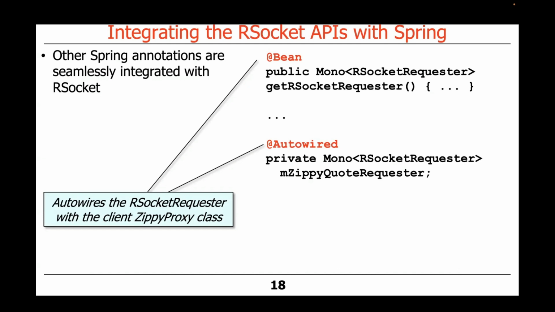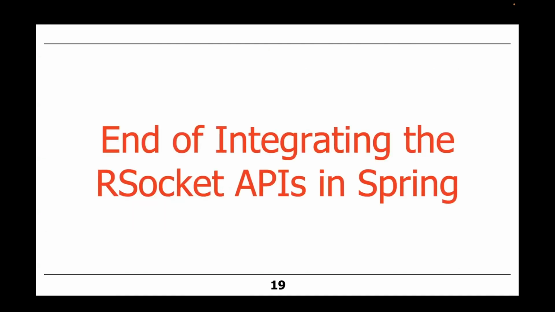So the good news is, if you know Spring, it's very familiar. And that's one of the reasons why I like using RSocket with Spring, because it's a very easy lift from what we've already been studying. That's the end of our discussion of integrating the RSocket APIs into Spring.